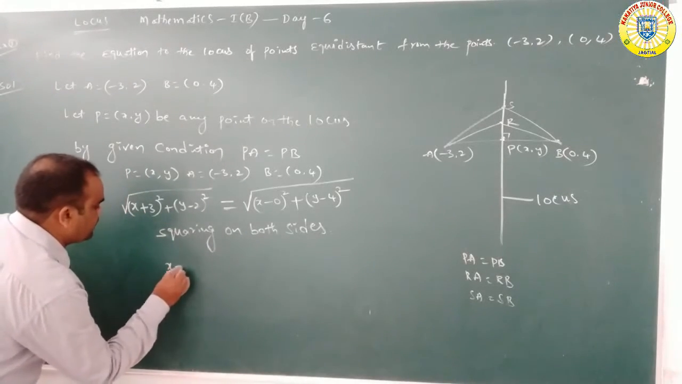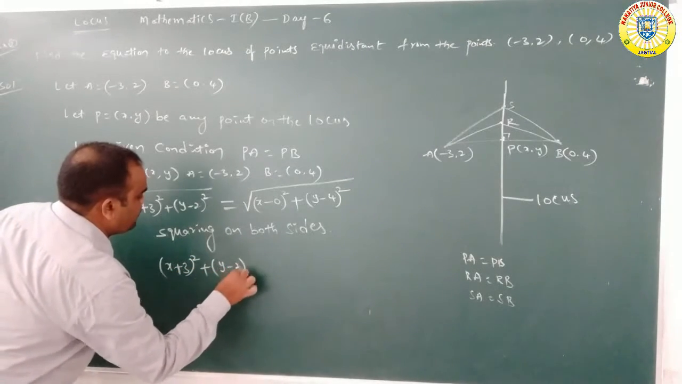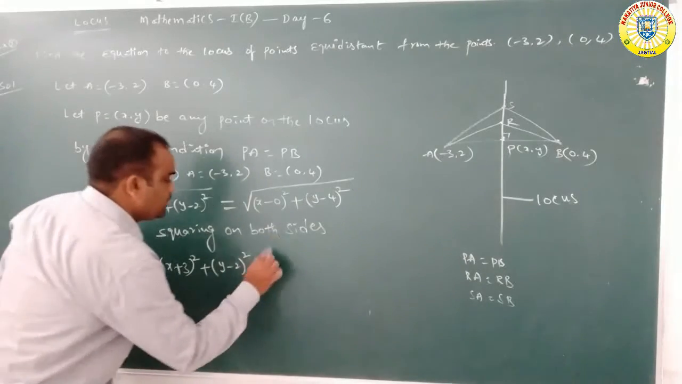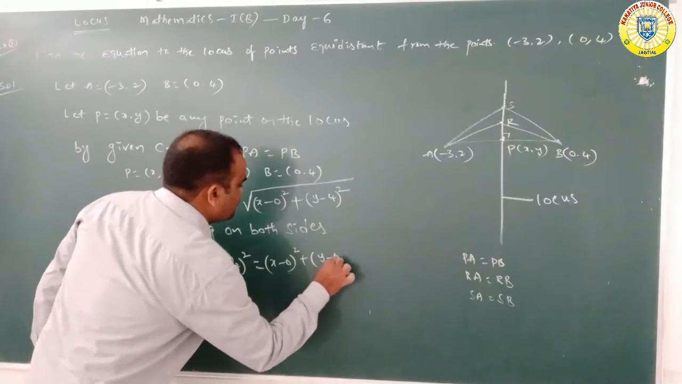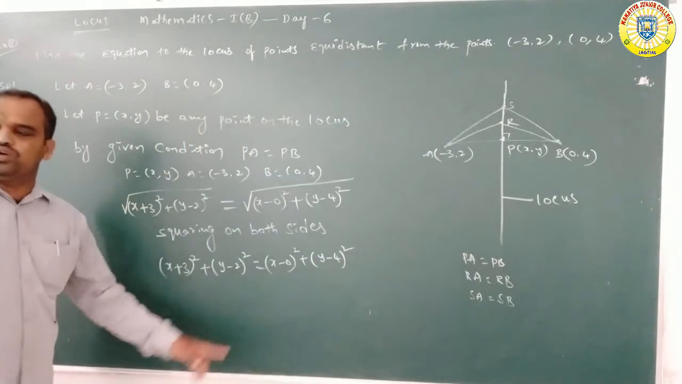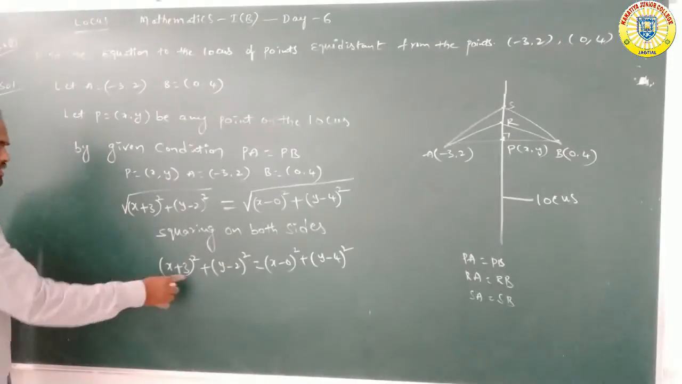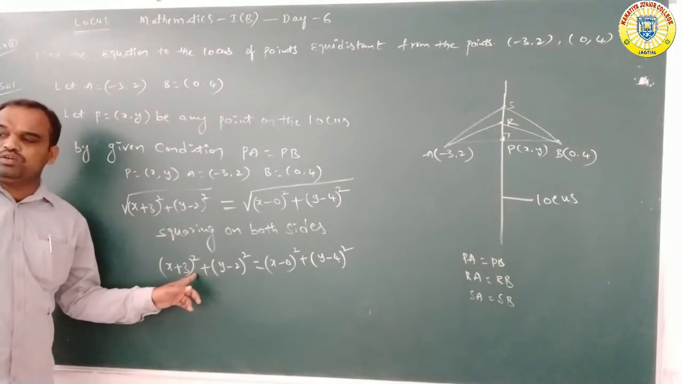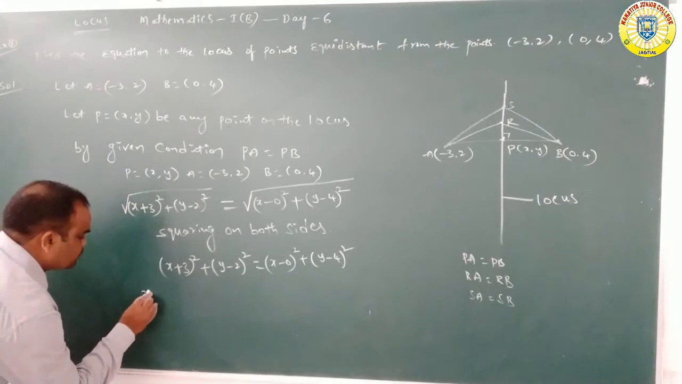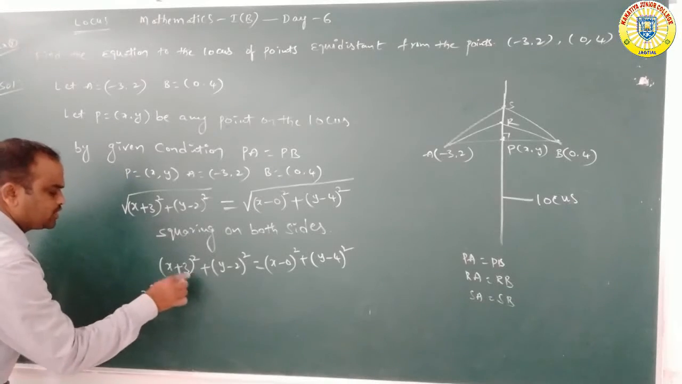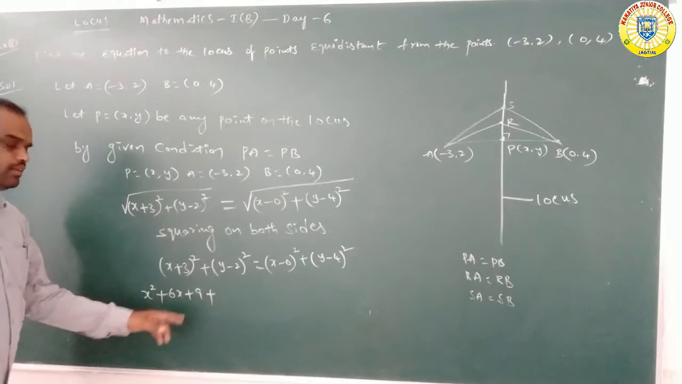The remaining value we are getting is (x + 3)² + (y − 2)² = (x − 0)² + (y − 4)². Now we are expanding (x + 3)². This is in which form? (a + b)², which is a² + 2ab + b². So x² + 2·x·3 = 6x, plus 3² = 9.